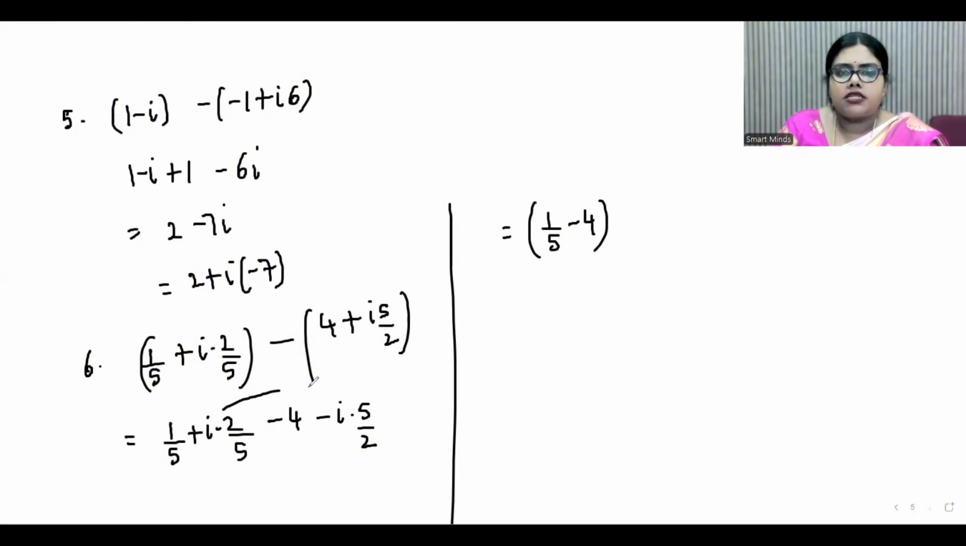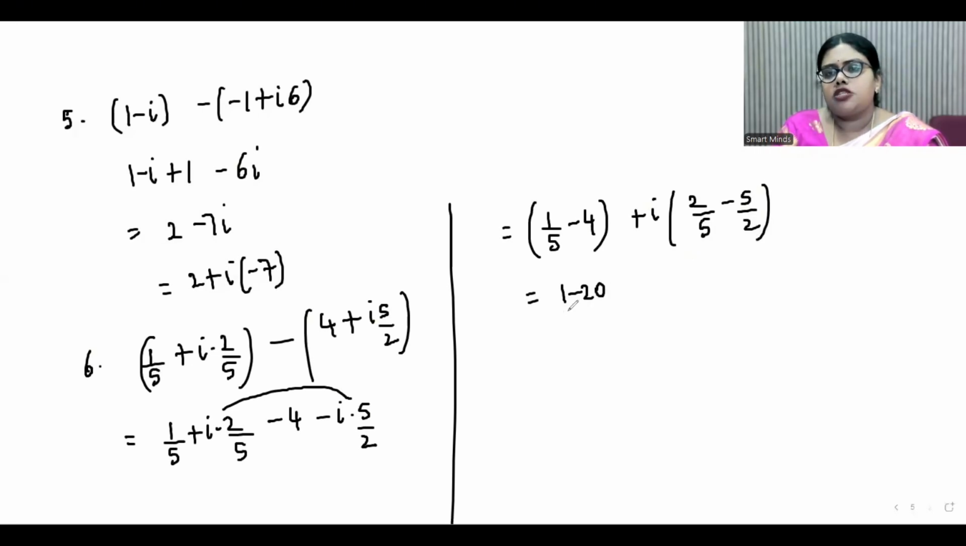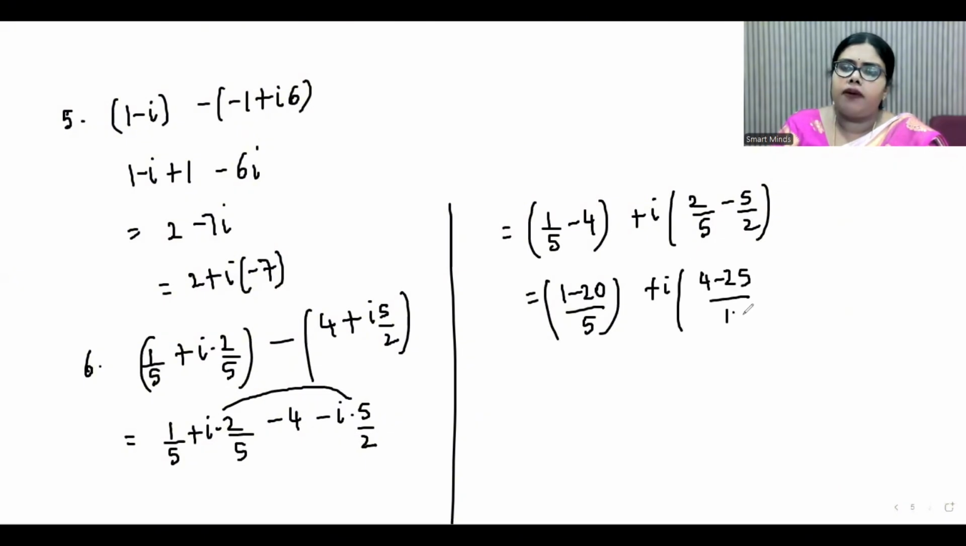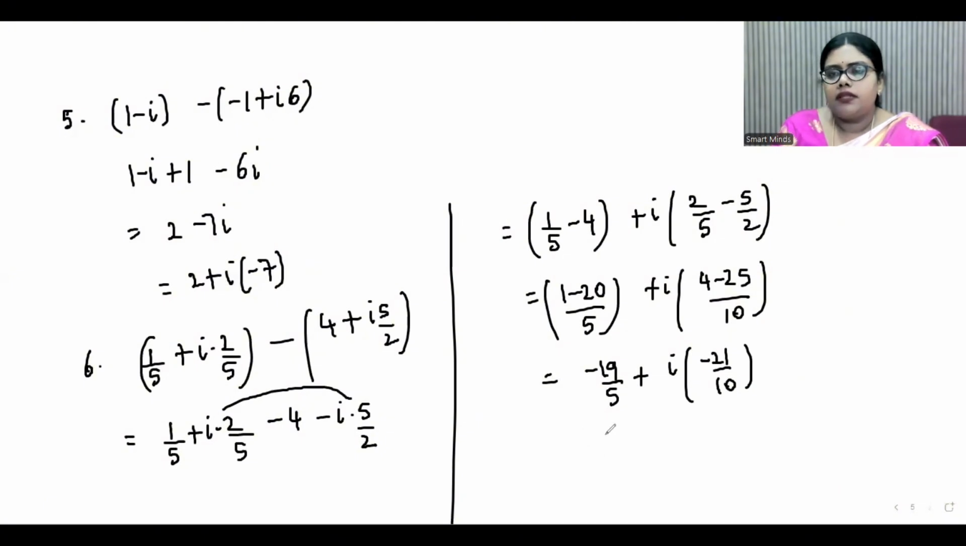Then in the next two, I am taking plus i common. We will get 2 by 5 minus 5 by 2. So that is 1 minus 20 by 5 plus i into 4 minus 25 by 10. So that is minus 19 by 5 plus i into minus 21 by 10. This itself is in a plus ib form.